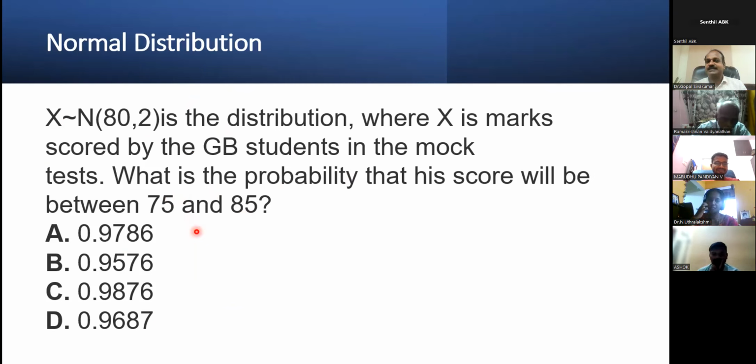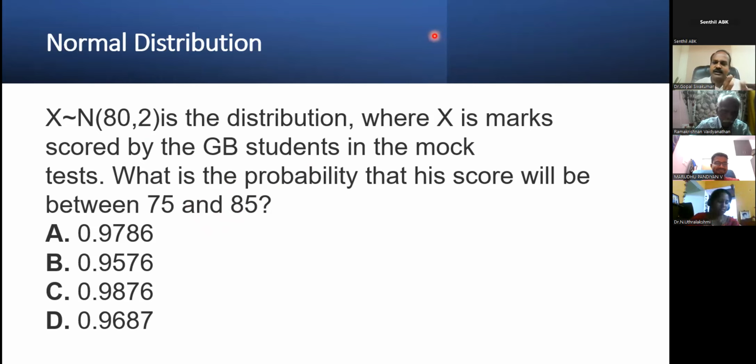So that you can understand, -1 to +1 is 68.27, -2 to +2 is 95.45, -3 to +3 is 99.73. So you need to convert these marks into Z score, and then you can actually solve the problem. I don't want to complicate the subject right now. Rather, I would like to explain this with the help of Minitab, because Minitab will take the pain of all the conversion formulas and give you the probability, right?